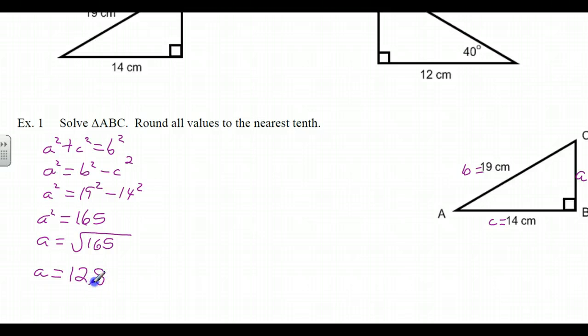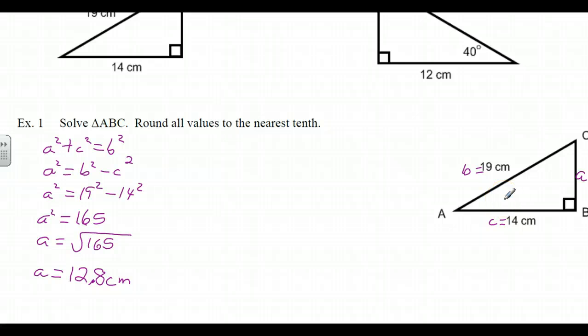Are there units involved? Yeah, seeing as there are units in the original triangle, then there are units here, and we bring in units as the last step. So A is 12.8 centimeters. We now have the three sides. We have one angle. We need to get these other two angles.